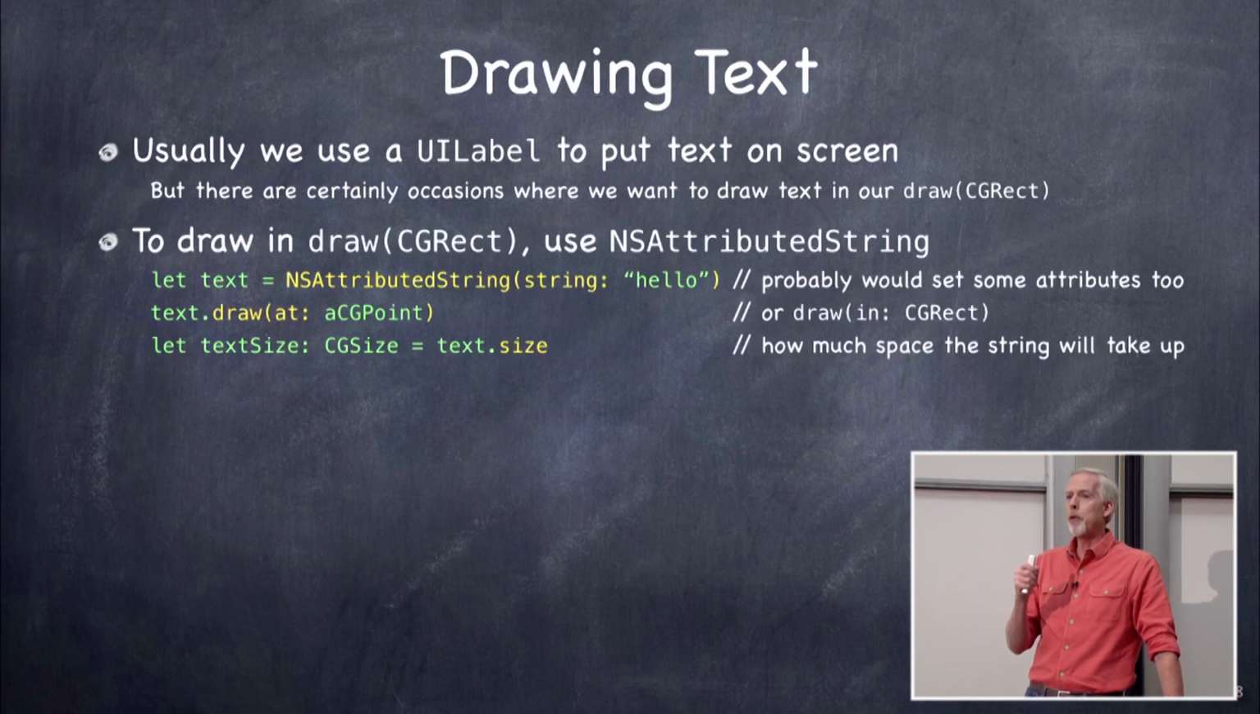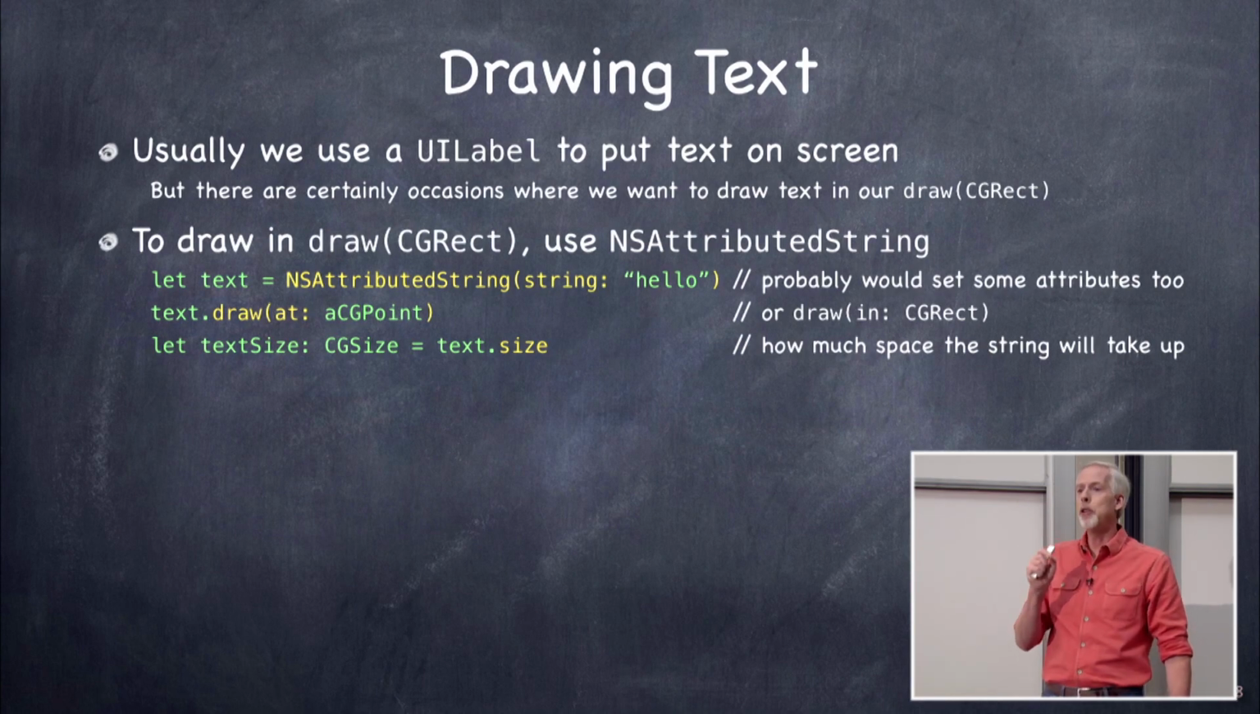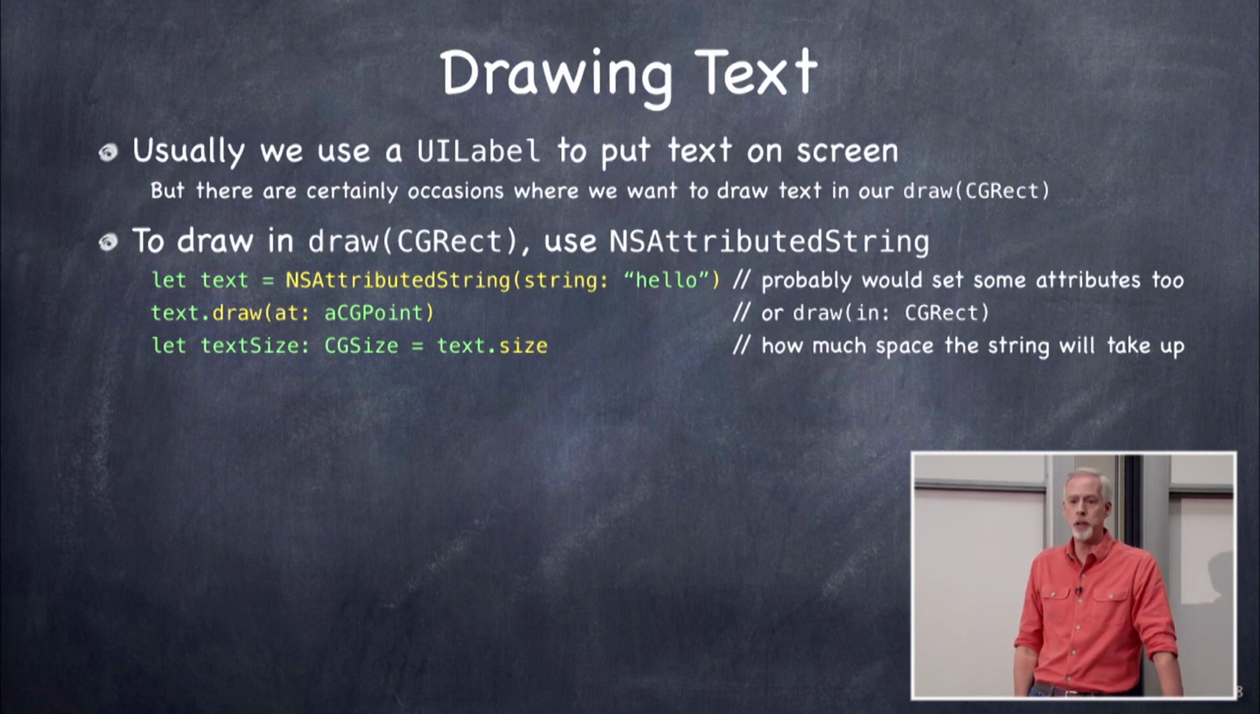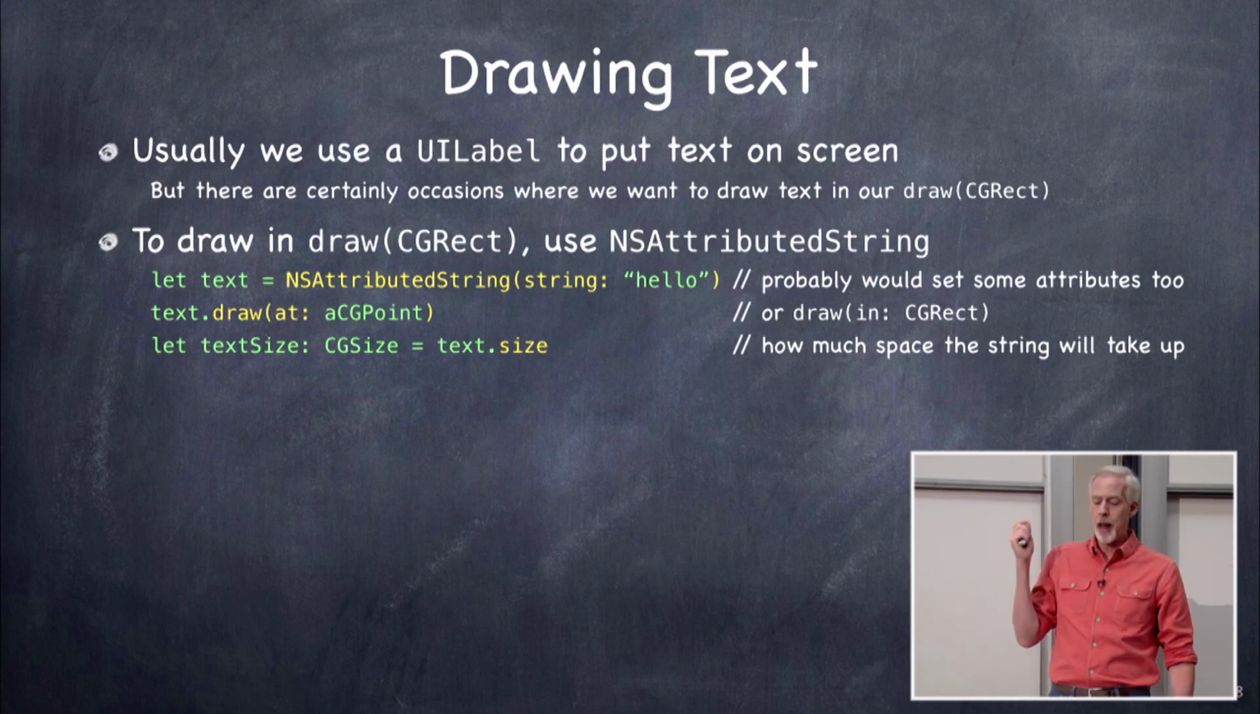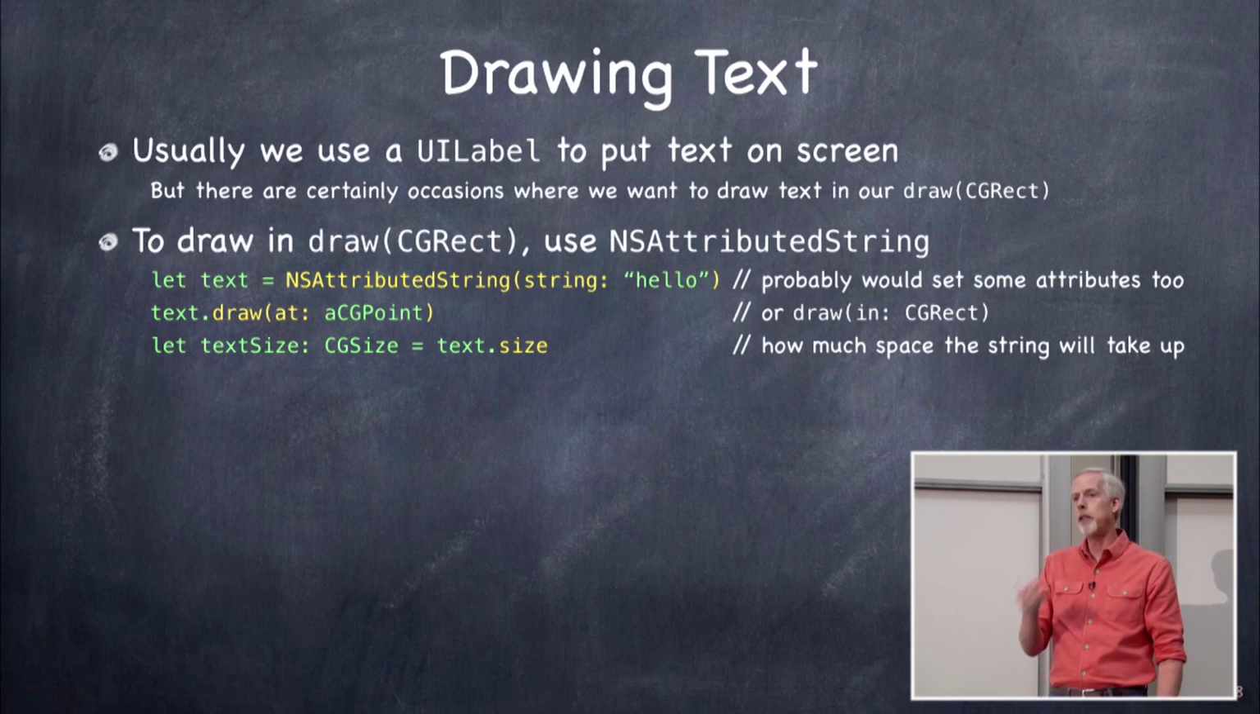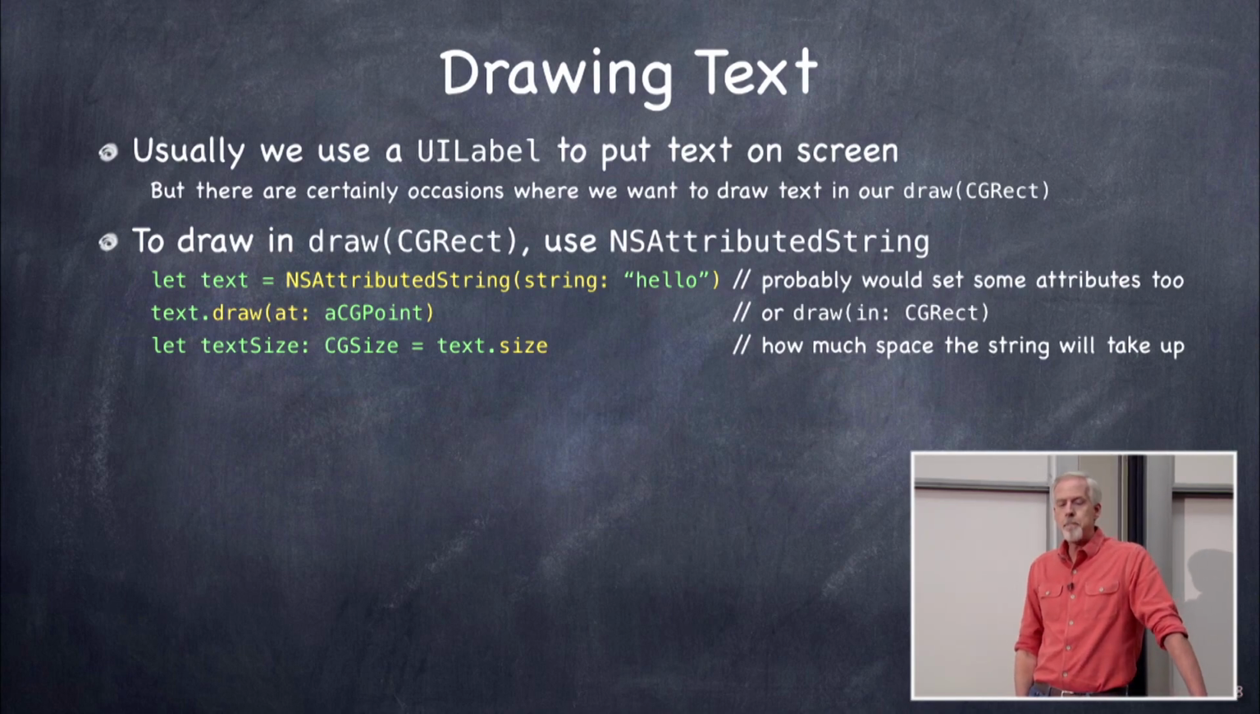But I will talk to you now about how to draw in your CGRect, and you use attributed string. So you just create an attributed string, and you send it the message draw. And it will draw at the point you say in your current context. So drawing text could not be easier. You already know how to do an attributed string. So you just create an attributed string. Here, my attributed string doesn't have any attributes for slide space issues. But you put your attributes on it, whatever, and then do draw at. You can also do draw in, and it'll draw it in a rectangle in the upper left corner of the rectangle. And then you can also get the size of the text by just asking the attributed string what is the width and height necessary to fit this attributed string. So super easy to draw text in your CGRect. You just use attributed string.